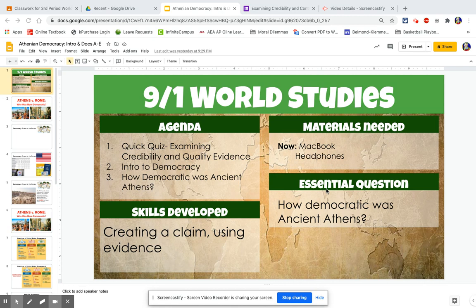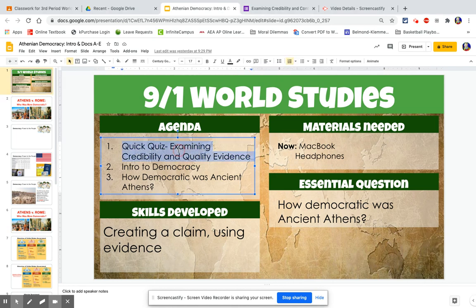The first thing, hopefully you've already done, is taken that quick quiz, the Google Form, on examining credibility and quality of evidence. If you haven't done that Google Form yet, I want to make sure that you go back and do that first. Make sure you get that Google Form that I posted today done first.